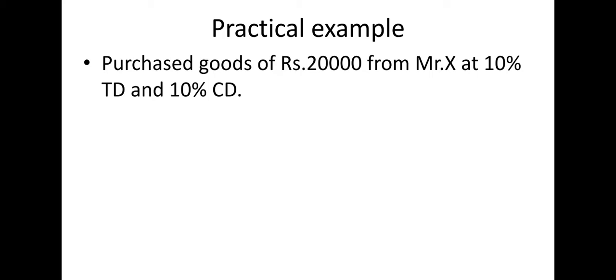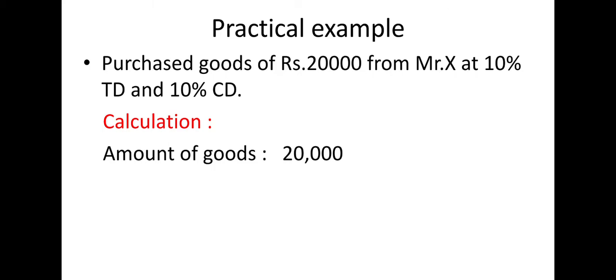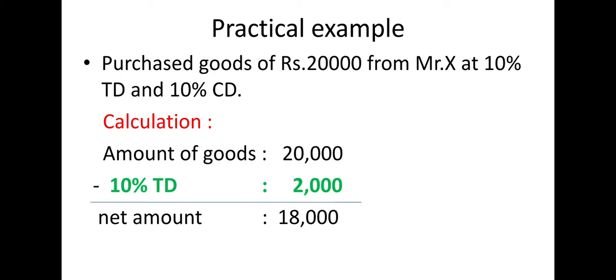Let's calculate first. Now first of all, the amount of goods is 20,000. So first preference should be given to trade discount. We have to deduct TD. 10% is TD. 10% of 20,000 is equal to 2,000, student. Now 20,000 minus 2,000 is equal to 18,000. So 18,000 is the net amount. Trade discount we have calculated. Now it's time to count cash discount.